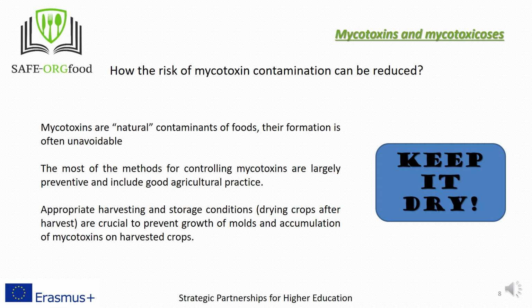The most appropriate methods include harvesting and storage conditions like drying crops after harvest, and they are crucial to prevent growth of molds and accumulation of mycotoxins on harvested crops. Of course, food processing can reduce the amount of mycotoxins, their degradation, elimination, and transformation into less toxic derivatives. However, complete removal of mycotoxins from the food chain through processing is difficult and expensive to achieve.